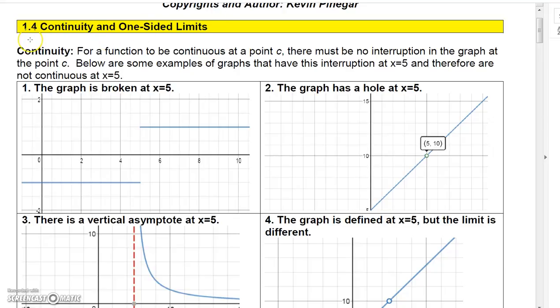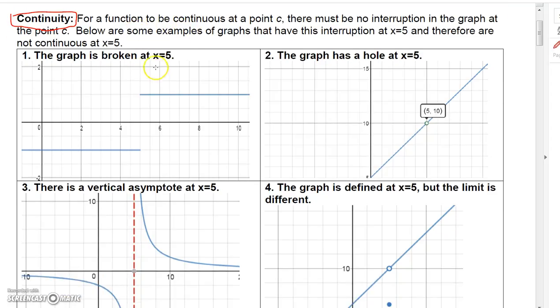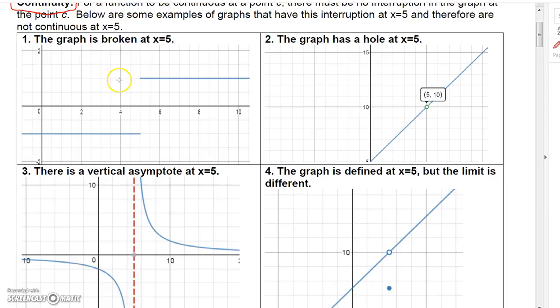Okay, in this section we're going to talk about continuity and one-sided limits. Let's get started with continuity. For a function to be continuous at a point C, there can be no interruption in the graph at the point C. So below are some examples of graphs that have an interruption at x equals 5. And so each of these graphs is not going to be continuous at x equals 5.